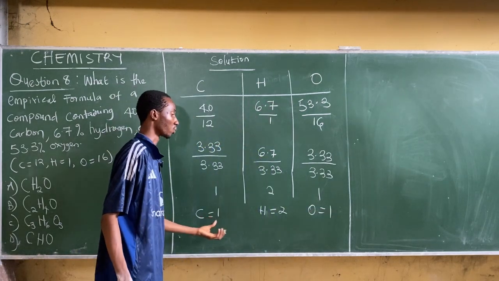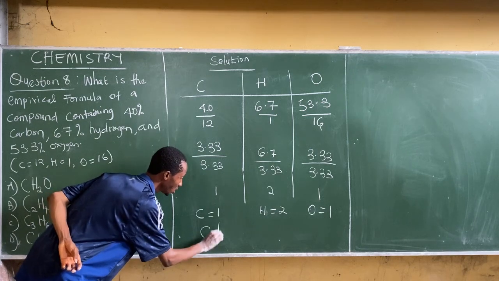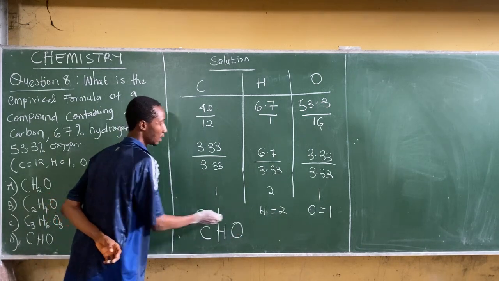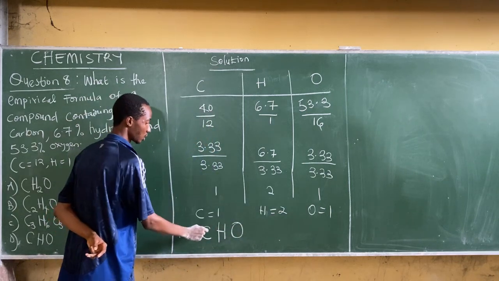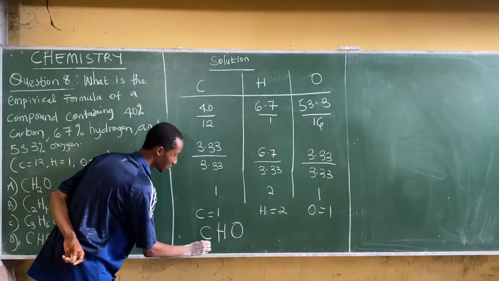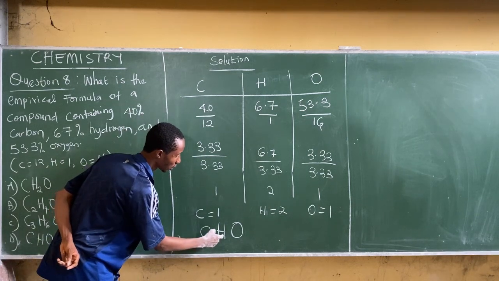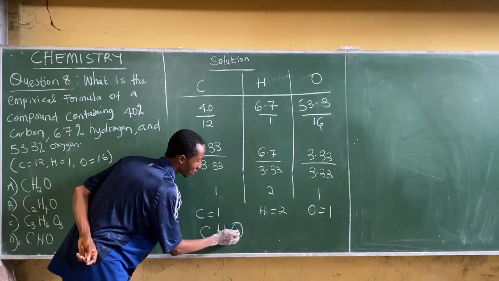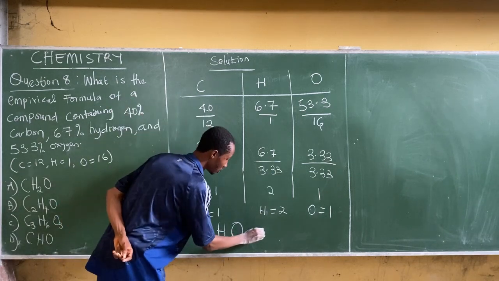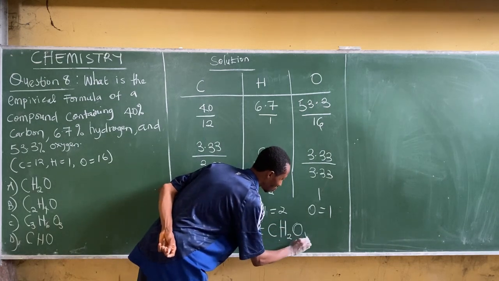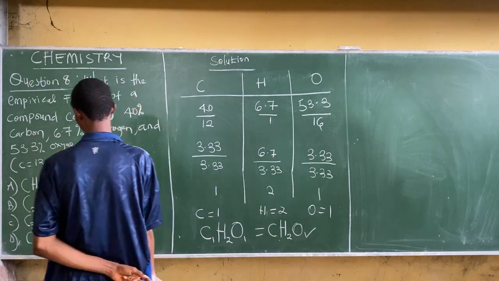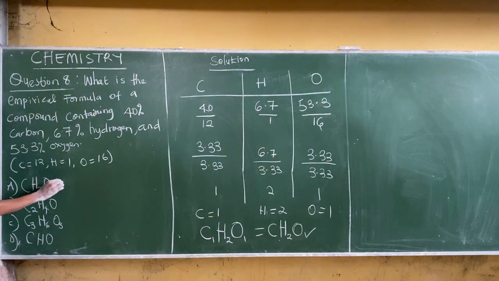This value now, we'll write it out as CHO. These are the elements: carbon, hydrogen, and oxygen. Now we'll write their answers below as the subscripts. This is C1, H2, and O1. This is the same thing as CH2O. This is the final answer. Now, the correct option here is option A, CH2O. This is the correct option.